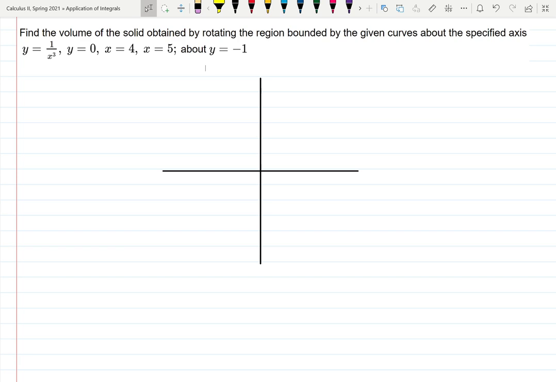Let's work on one more example where we're looking for a volume of the solid obtained by rotation of the region bounded by curves. What curves are we talking about here? y equals 1 over x cubed, y equals 0, x equals 4, x equals 5, and the rotation is happening about y equals minus 1.